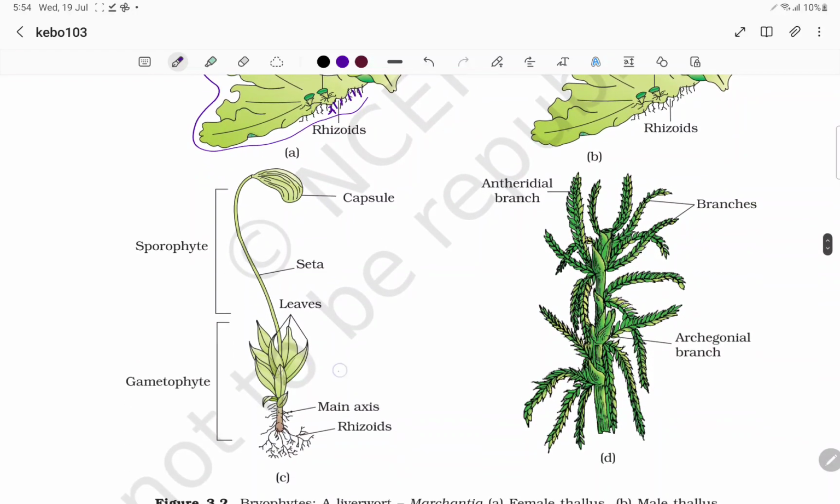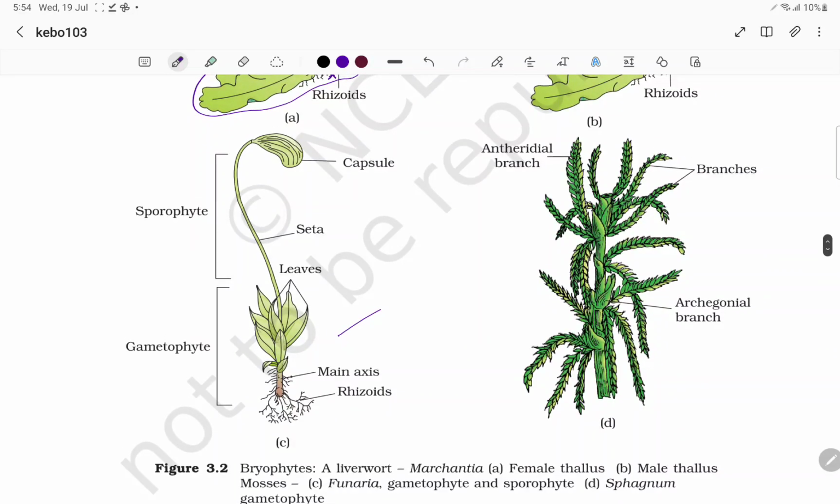This is the moss that you are seeing. So Funaria, and this is Sphagnum. Funaria is a moss. Sphagnum is also a moss. Sphagnum is famous for peat moss, used for transshipment of living materials such as flowers and fruits. For those things we can use this peat moss.